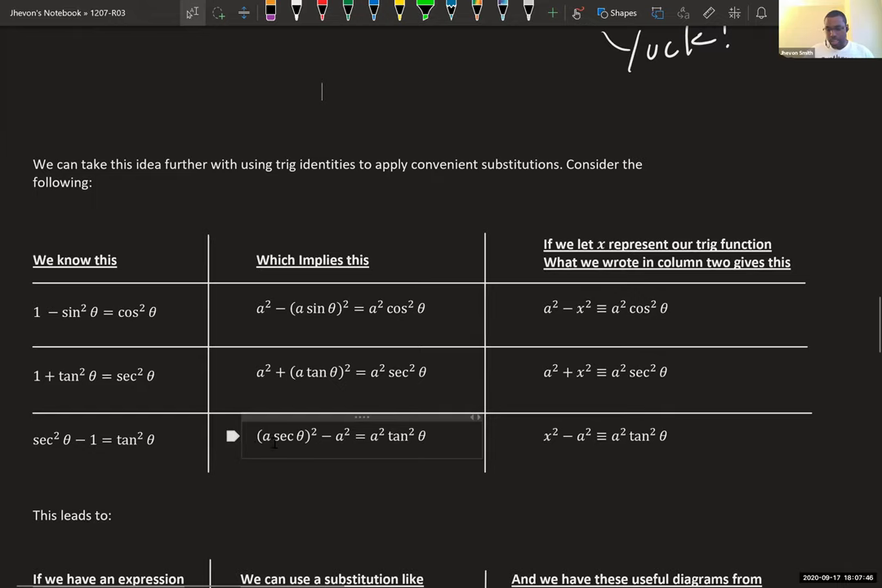If I have something that looks like a variable, which is my trig function here, squared minus a constant squared, I can think of the variable as a secant. And what that does is it collapses this into something that looks like a single tangent function, right? So that's the idea that we're going to run with.